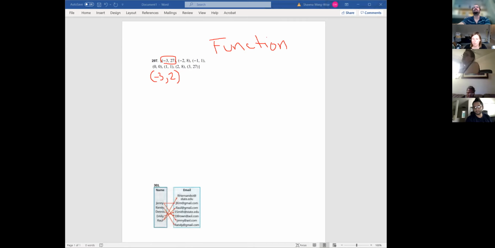In this case, teacher, we can say like each input has one output, right? Exactly, yep. Each input has a unique output. Yes. Thank you. All right, cool.